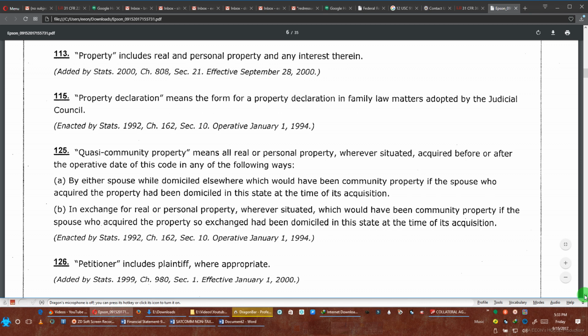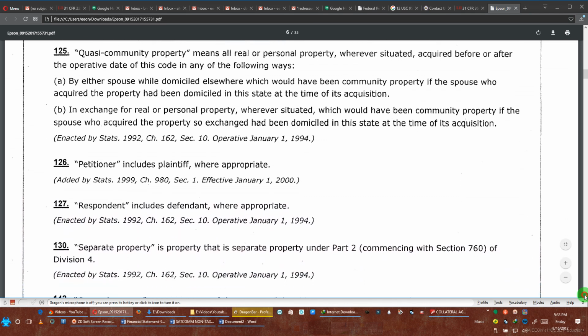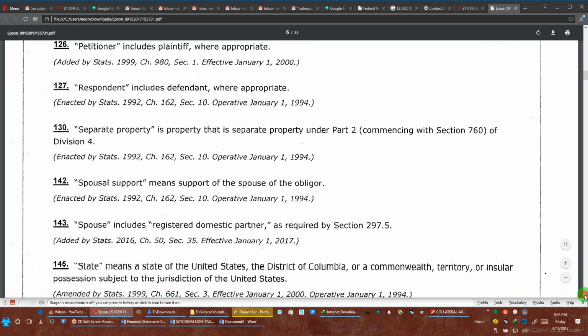Quasi-community property, don't care about that. Exchange of real and personal property. Petitioner, don't care about that. Respondent, separate property. Spousal, spouse.